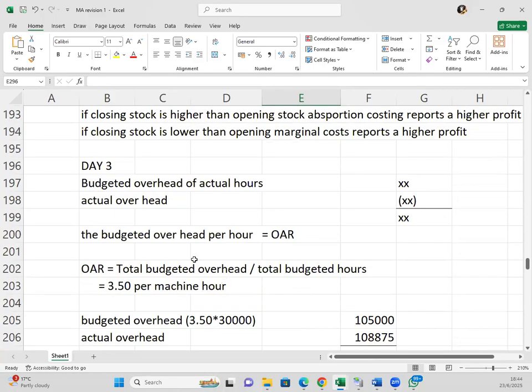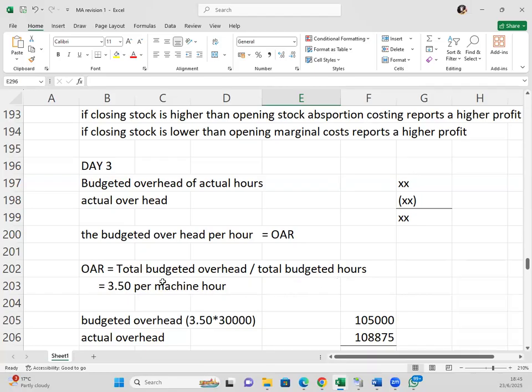Here. So the budgeted overhead. We said that to calculate the OAR, to get the budgeted overhead of the actual hours, you say the budgeted overhead times OAR. So the budgeted overhead per hour is equal to the OAR. Then the OAR is the budgeted overhead over total budgeted hours.